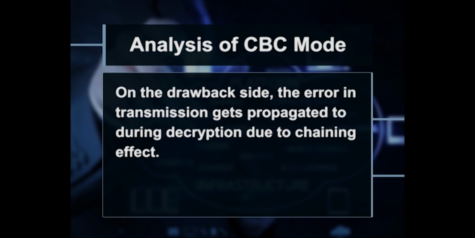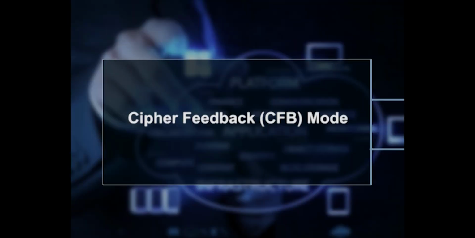On the drawback side, the error in transmission gets propagated to a few further blocks during decryption due to the chaining effect. It is worth mentioning that CBC mode forms the basis for a well-known data origin authentication mechanism. Thus, it has an advantage for those applications that require both symmetric encryption and data origin authentication.